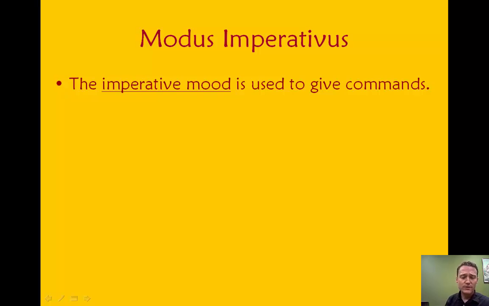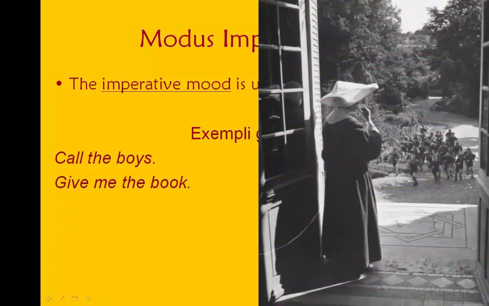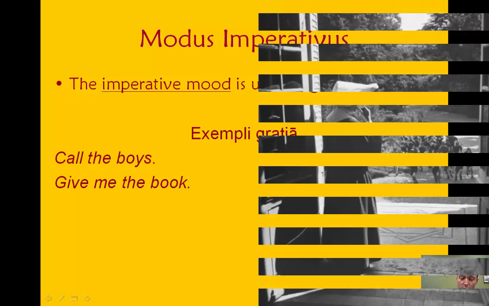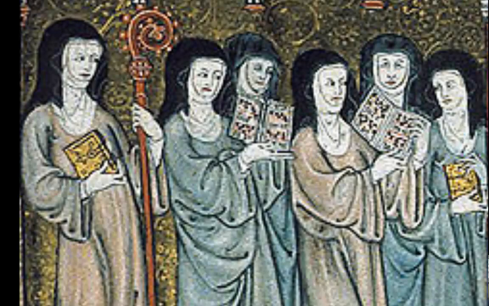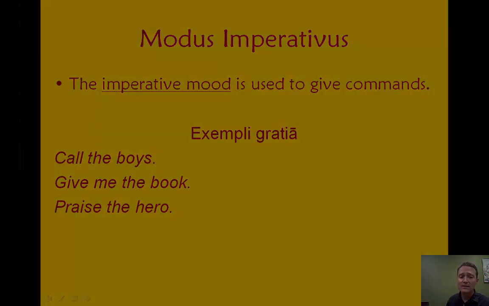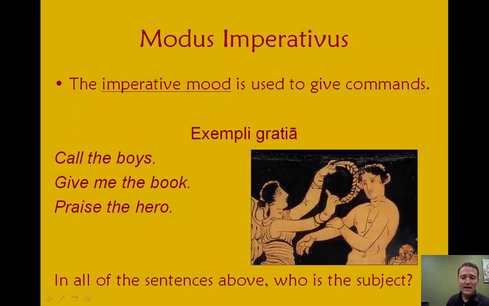So, as I just said, the imperative mood is used to give commands. For example, exempli gratia, call the boys. I am telling you to call the boys. Boys is receiving that action, so that's our noun. I'm telling you to call the boys. Give me the book. I am telling you to give me the book. Praise the hero. I am telling you to praise the hero. In all of these sentences, who is the subject? You are the subject.